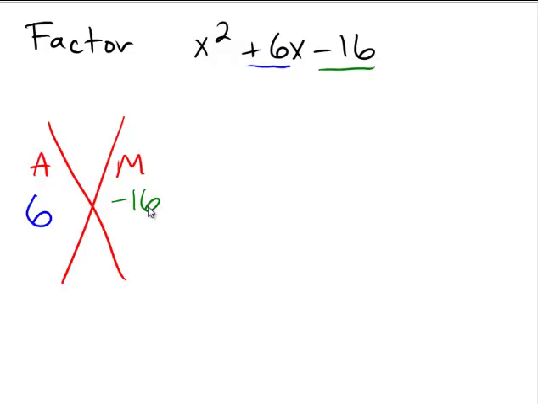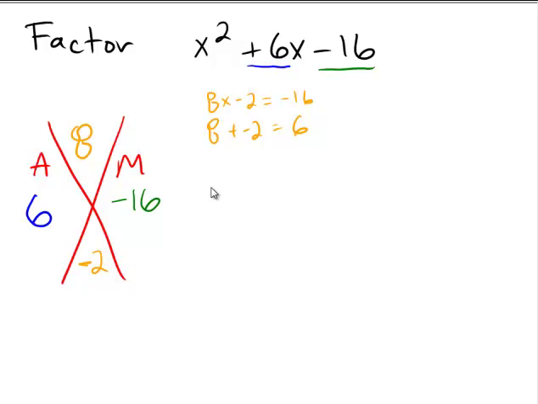Okay, now we need to find two numbers that add to 6 and multiply to negative 16. I encourage you to pause for a second and see if you can find these numbers on your own. If you take a second and try to do that after pausing the video, I'm going to let you in on the secret that the two numbers that work here are 8 and negative 2. Notice that 8 times negative 2 is negative 16, which is the multiplying number, and 8 plus negative 2 is positive 6, which is my adding number.